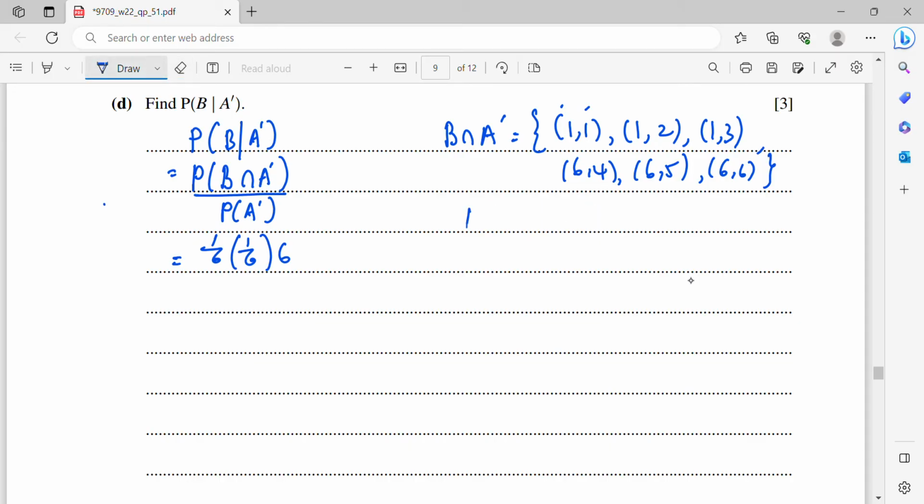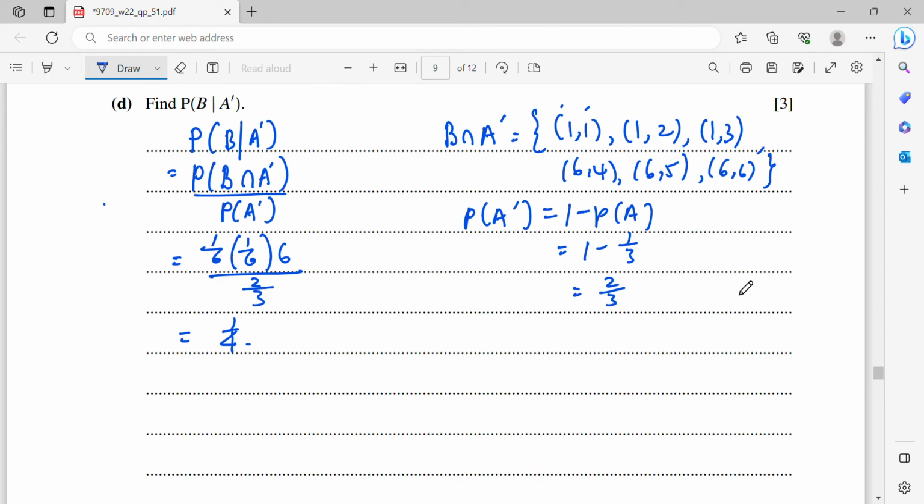Then now, my P(A bar). A bar is basically 1 minus P(A). Just now, the P(A) was 1 over 3. So now, here is 1 minus 1 over 3, which is 2 over 3. So here, divide by 2 over 3. Okay, so when you simplify, it is 1 over 4. Alright, so this is part D of question 5.